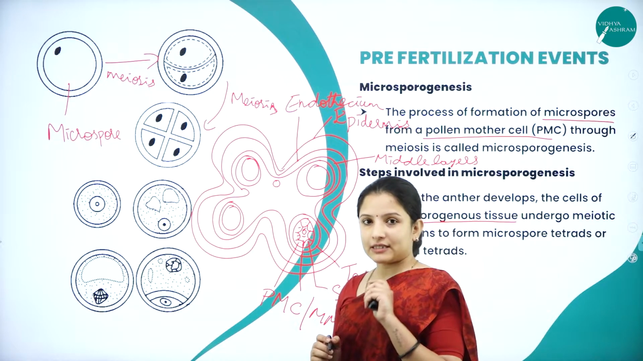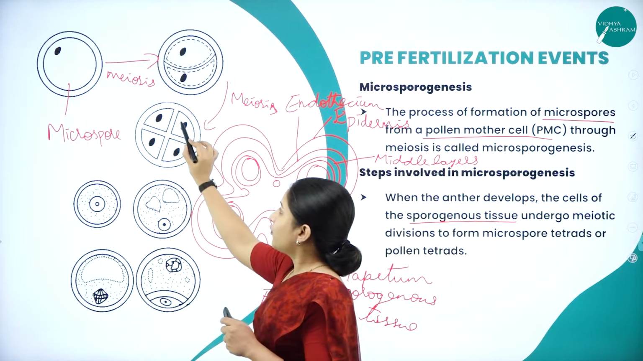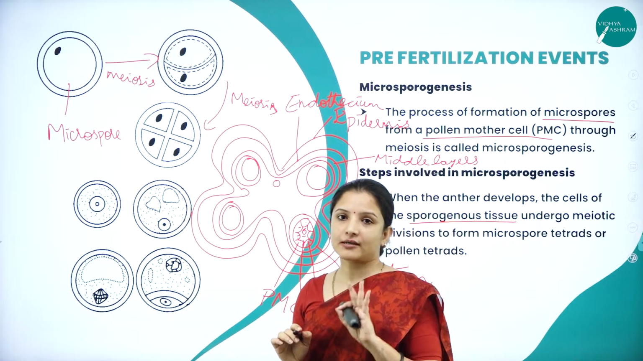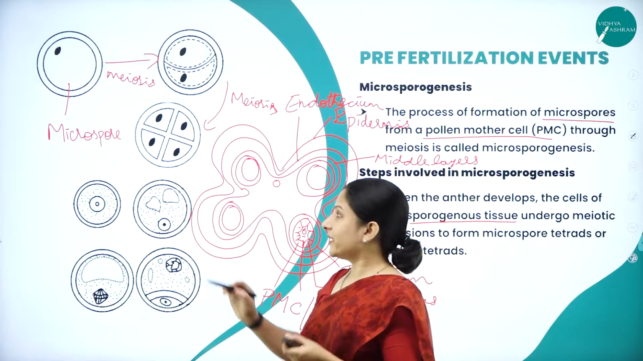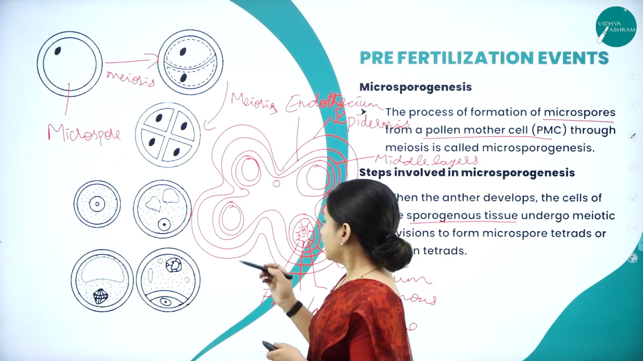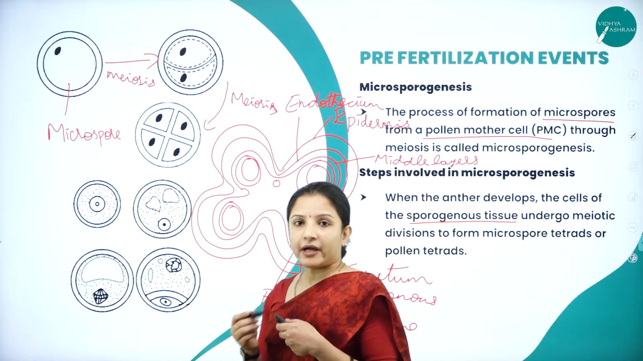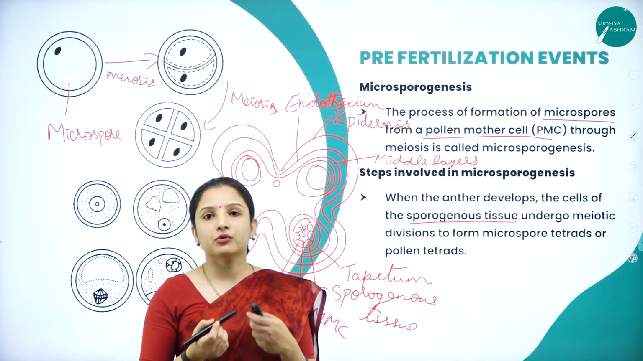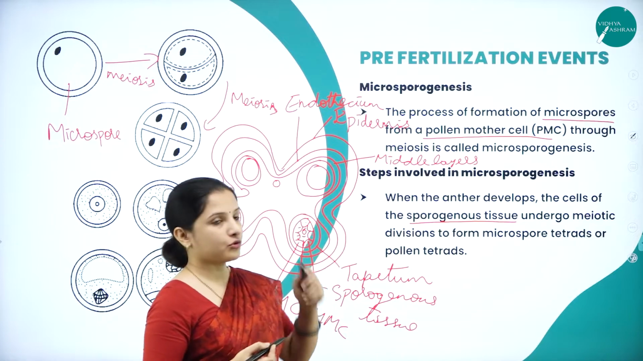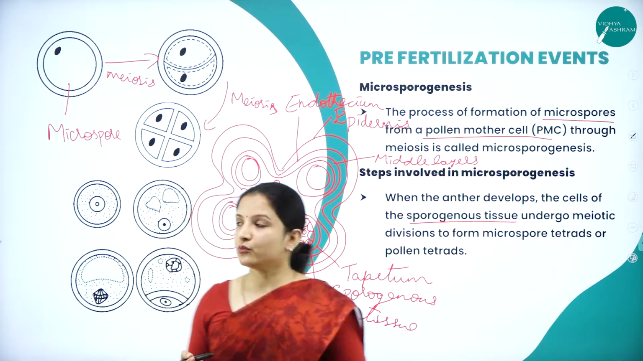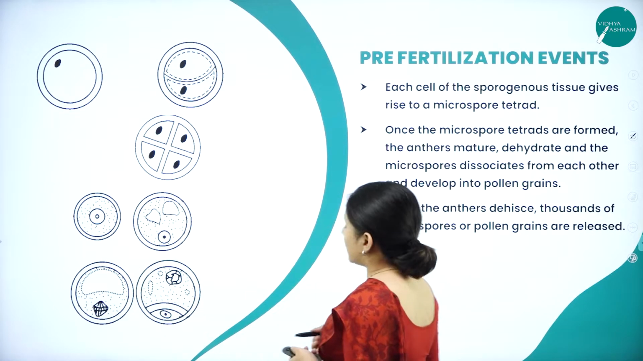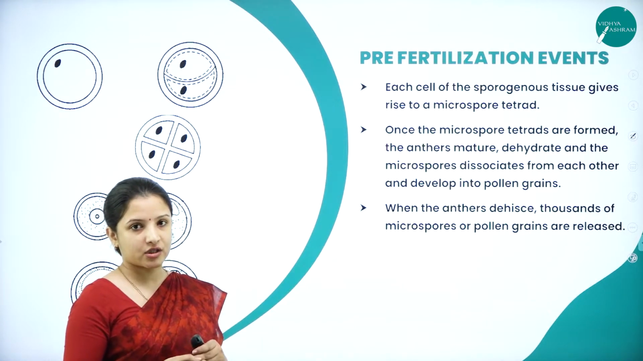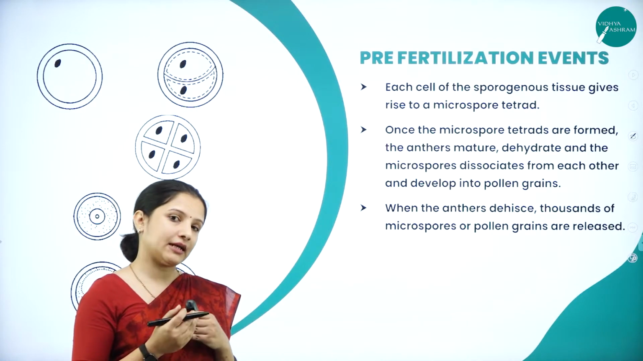Why is it called a tetrad? Because 4 pollen grains are there inside this. Tetra means 4. That is why it is called a tetrad. So this is how the microspores develop inside the microsporangium through a process called microsporogenesis.